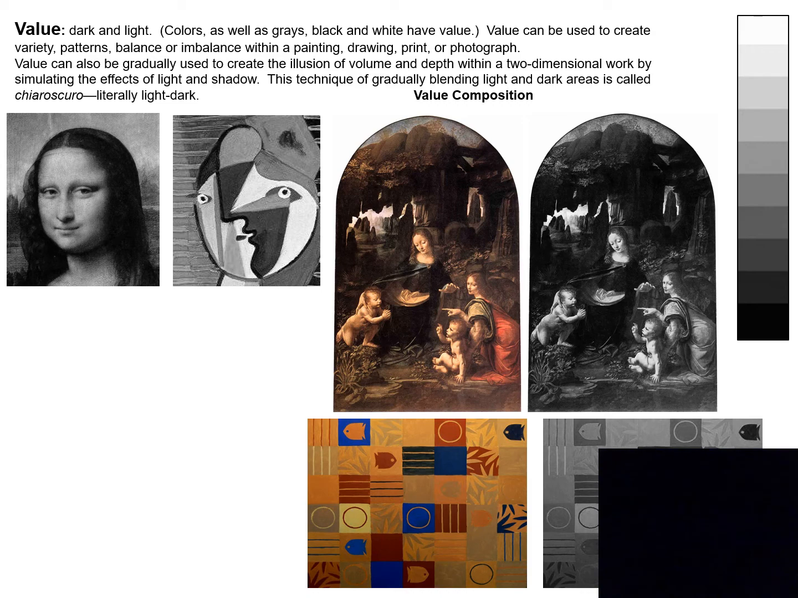Value in art refers to light and dark and the degree of lightness and darkness within a work, and the value composition refers to how the values are arranged within a composition. So when we look at this painting of the Virgin Mary, we see that the light areas form sort of a triangle if you follow from the baby figure looking up to Mary and then back down to the other figures.